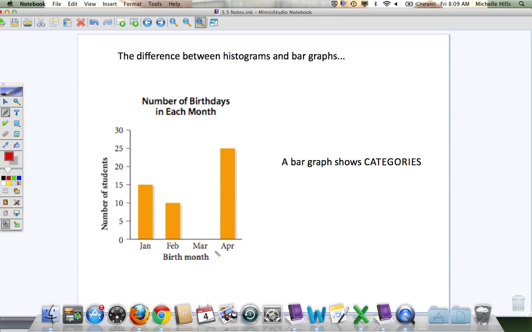So what's down here on the bottom, in this case, is birth month. Maybe sometimes it's color or favorite car or something else. It's not numbers. It's not quantifiable things like numbers.